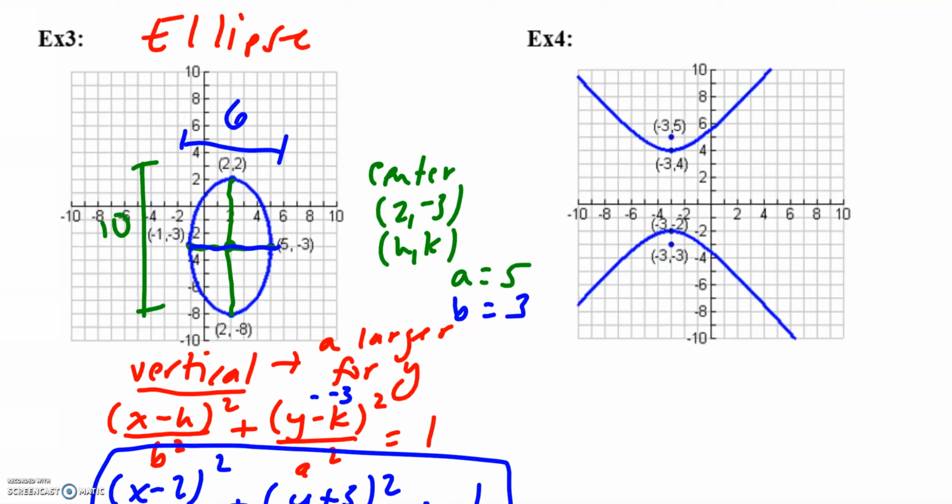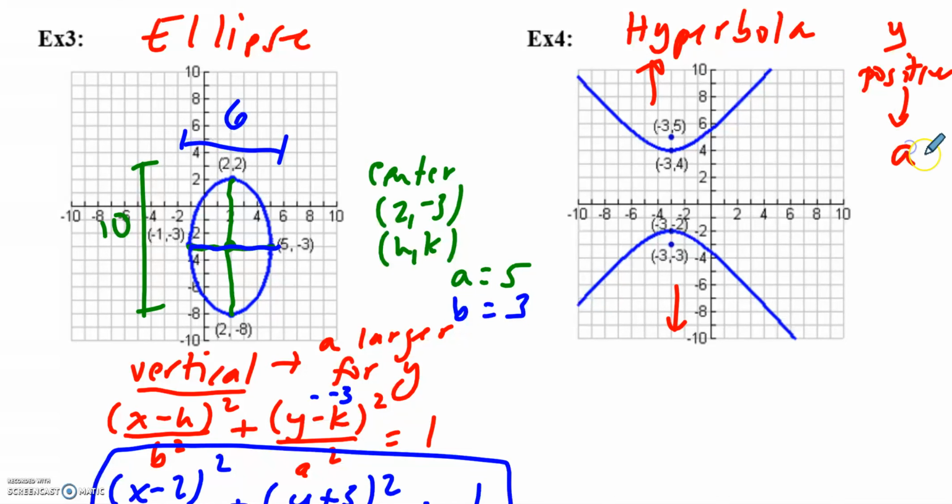Last but not least for this video of this type from a graph to an equation is example 4, which is going to be a hyperbola. And this one also seems to be vertically based, like the ellipse, because the pieces are facing up and down. So I know that my y value has to be positive or in front. So I'm going to make a little note here. Y would have to be positive, and that determines my a value. And I'm also going to write a little note that this is, again, a vertically based hyperbola.